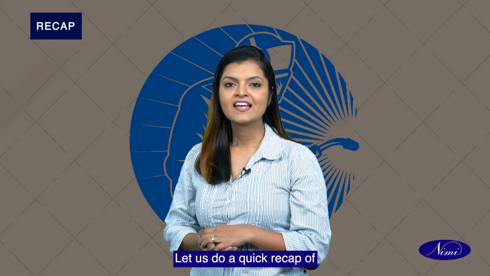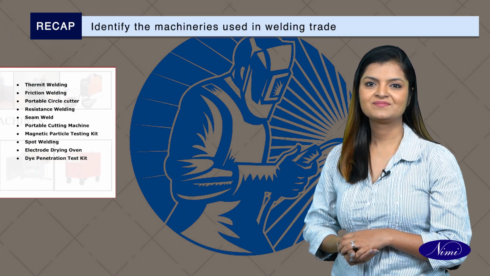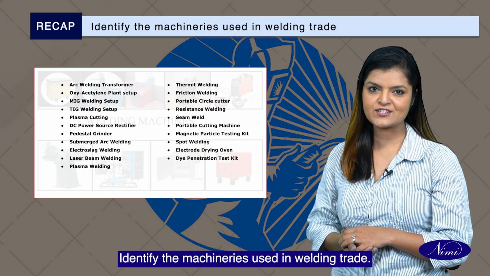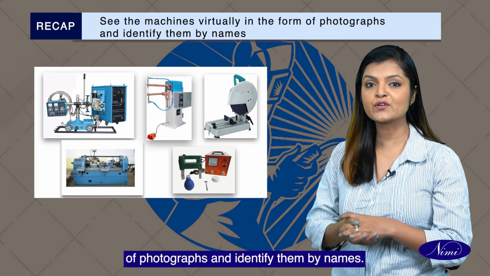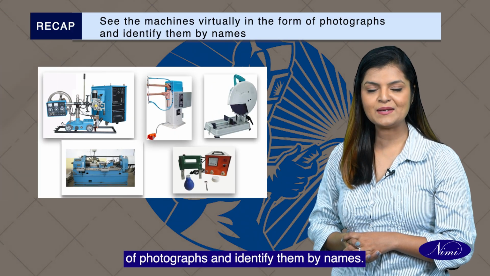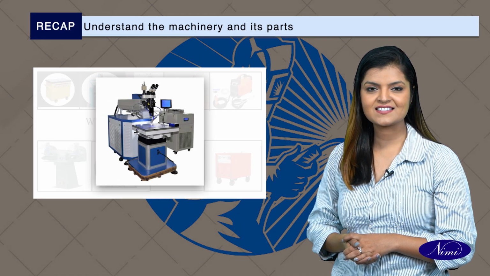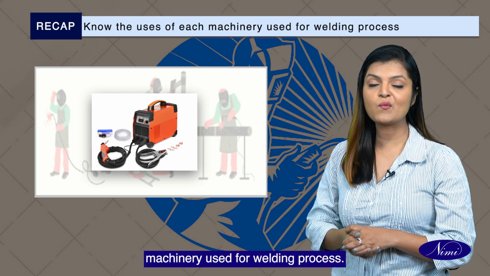Recap. Let us do a quick recap of what you have learned from this topic. Identify the machineries used in welding trade. See the machines virtually in the form of photographs and identify them by names. Understand the machinery and its parts. Know the uses of each machinery used for welding process.